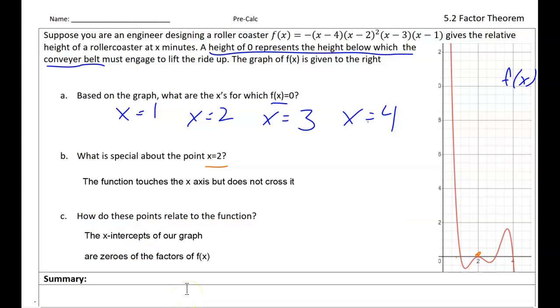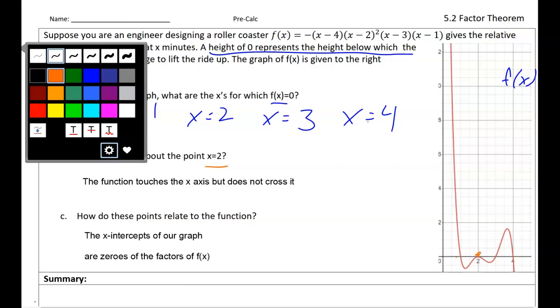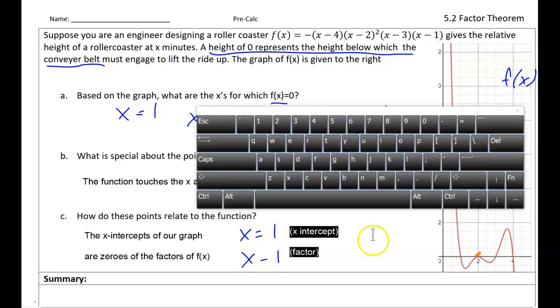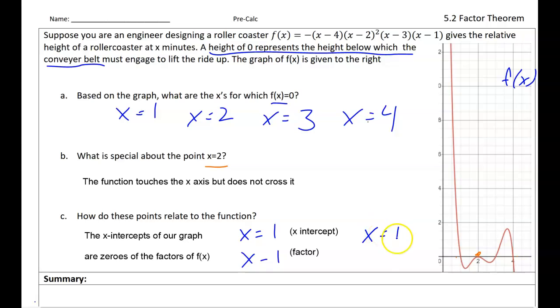So as an example of what that means, my x-intercept was x equals 1. So that's my x-intercept. My factor was x minus 1. So 1 was my x-intercept, x minus 1 was my factor. And when I plug in x equals 1 to x minus 1, 1 minus 1 is 0, right? So these are zeros of f of x, we would say. X minus 1 is a factor of f of x.